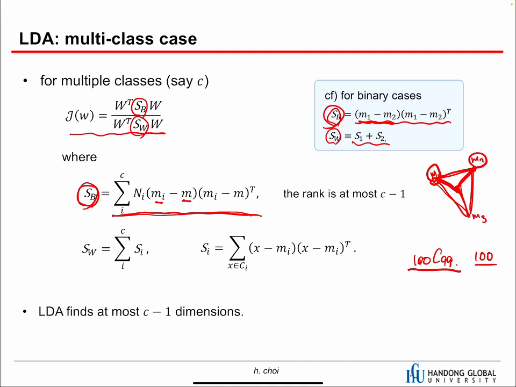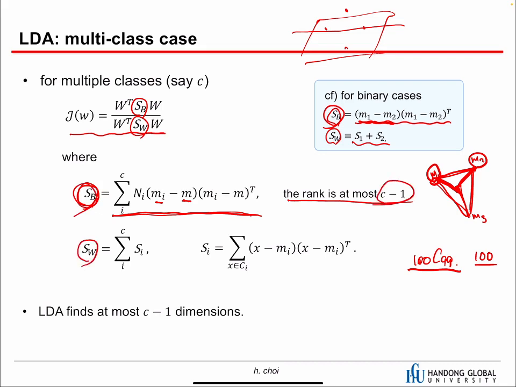Okay, and then the rank is at most C minus 1 here. So why is the rank at most C minus 1? Think about this one. If we have 2 points, then we can define just one dimension, right? Like this. If we have 3 points, then we can define 2 dimensions. When we have 4 samples, then at most we can define 3 dimensions. So the rank of S_B is at most C minus 1.